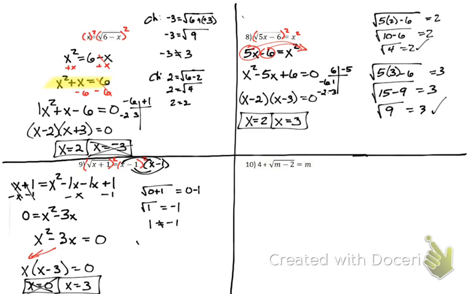And then let's check the 3. Square root of 3 plus 1 equals 3 minus 1. That's square root of 4 equals 2. That does work, so the answer of x equals 3 is correct.